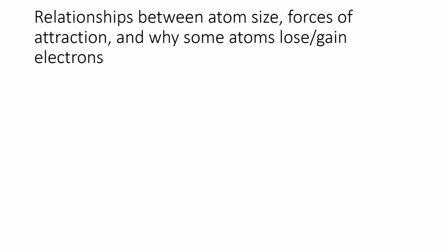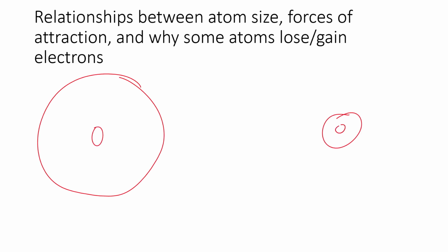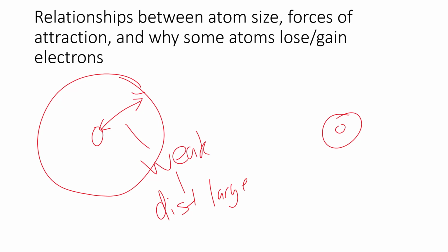So in this last section on the handout, it asks you to write a sentence which combines the idea of atom size, force of attraction, and why some atoms lose or gain electrons. So let's think about these 2 examples. We have these large atoms and we have very small atoms. In large atoms, the attraction between the nucleus and the electrons that are on the outside is weak. So there's a weak attraction. Why? Because the distance is large. And when that is the case, that electron can be removed easily. And when it's removed easily, that atom would rather lose its electrons than gain them.